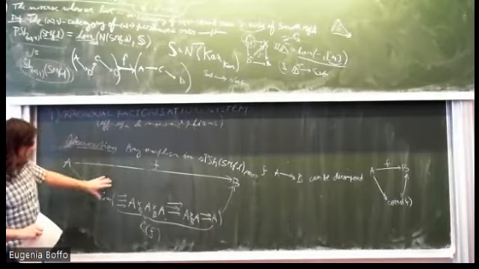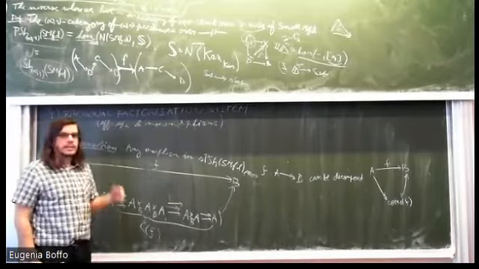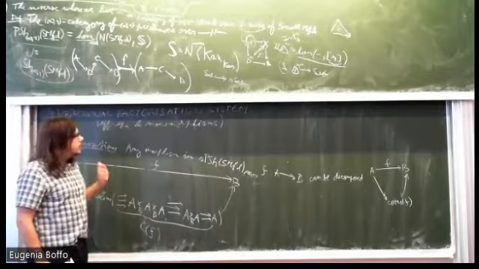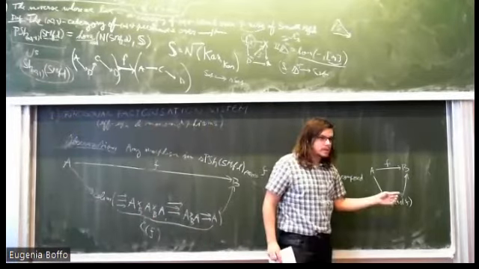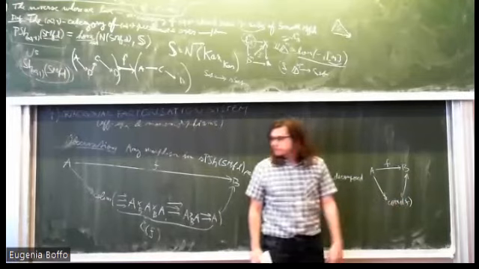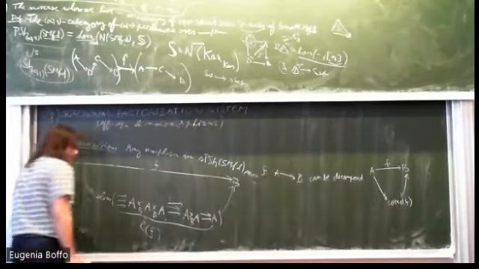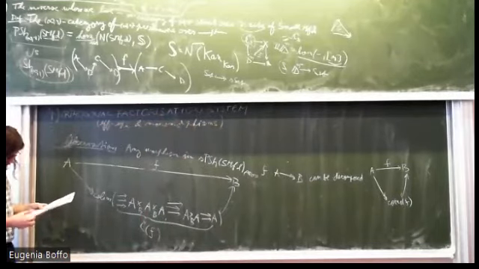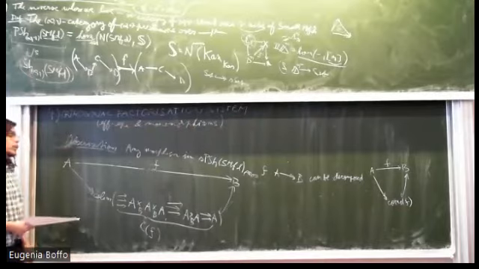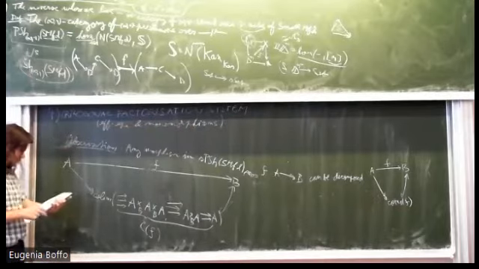But this construction is inherently more friendly with taking co-images than images. So I denote it like this. Okay, and there are some nice properties of this morphism.